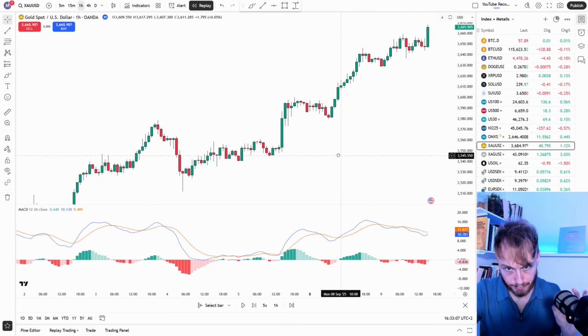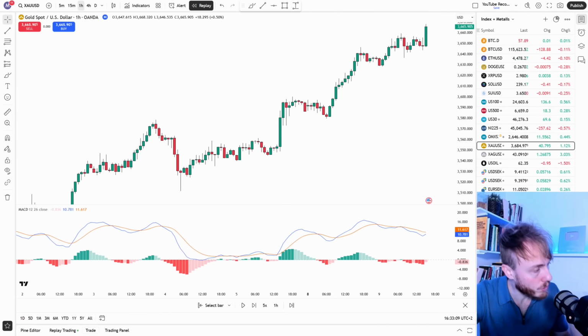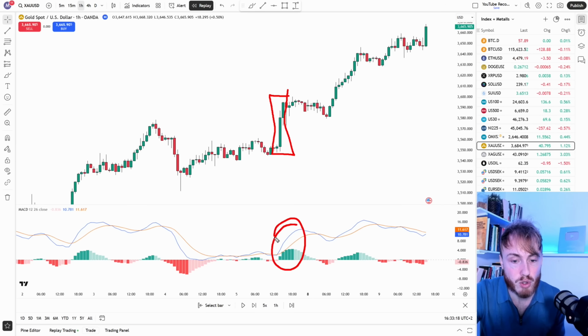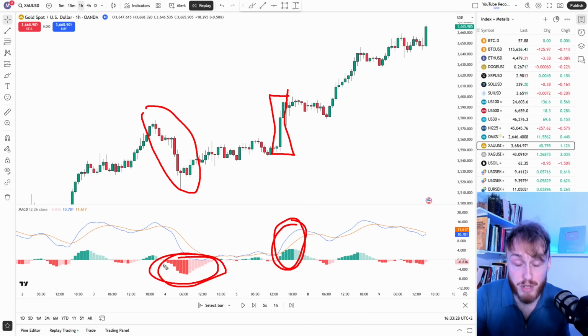But for now, all you need to notice is that once again, the MACD measures momentum. So when we see strong momentum moves like right here, you will see strong and violent moves on the MACD to the upside. And when we see strong moves to the downside like right here, you will see lots of bearish momentum on the MACD.